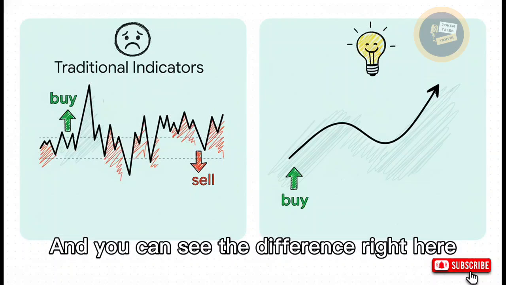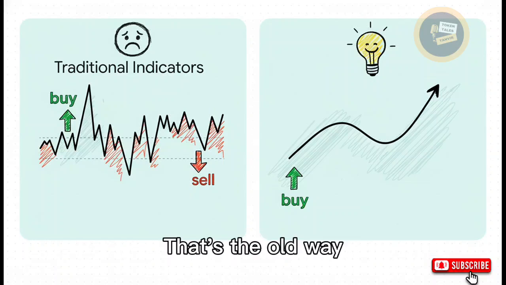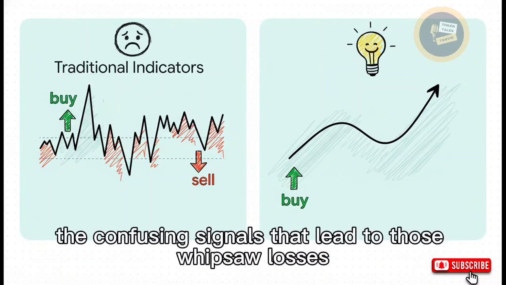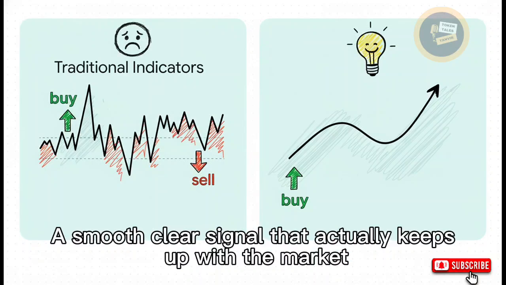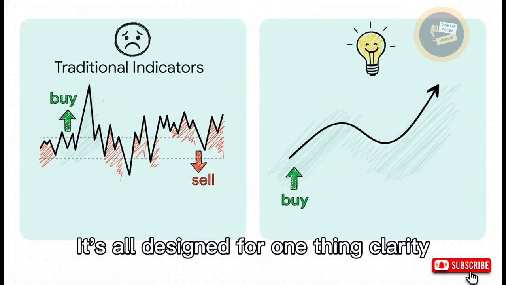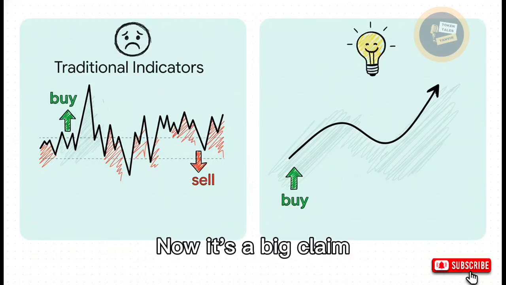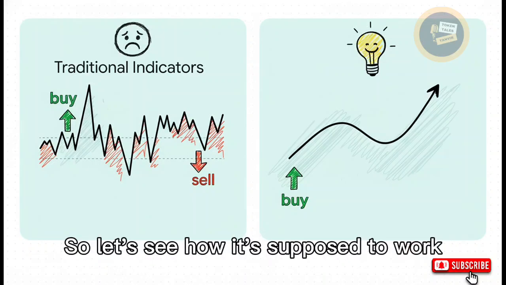And you can see the difference right here. On the left, that's the old way, the choppy lines, the confusing signals that lead to those whipsaw losses. But on the right, well, that's the goal, isn't it? A smooth, clear signal that actually keeps up with the market. It's all designed for one thing: clarity. Now, it's a big claim, so let's see how it's supposed to work.